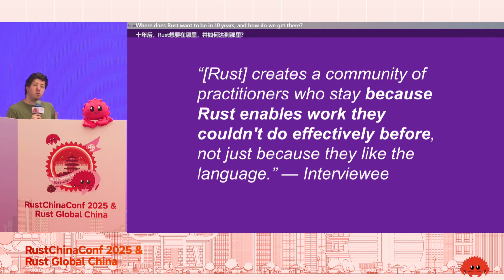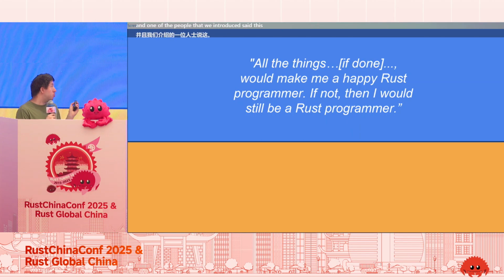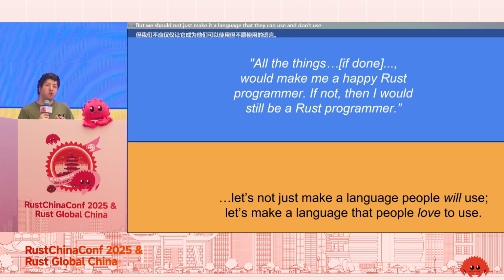And to end this out, I want to give you 2 quotes. And the first one is, Rust creates a community of practitioners who stay because Rust enables work they couldn't do effectively before, not just because they like the language. And one of the people that we interviewed said this. And very similarly, all the things, if done, would make me a happy Rust programmer. If not, then I would still be a Rust programmer. And both of these sort of say, people use Rust because it enables them to do the things that they need to do. But we should not just make it a language that they can use and will use, but we should make it a language that people would love to use.